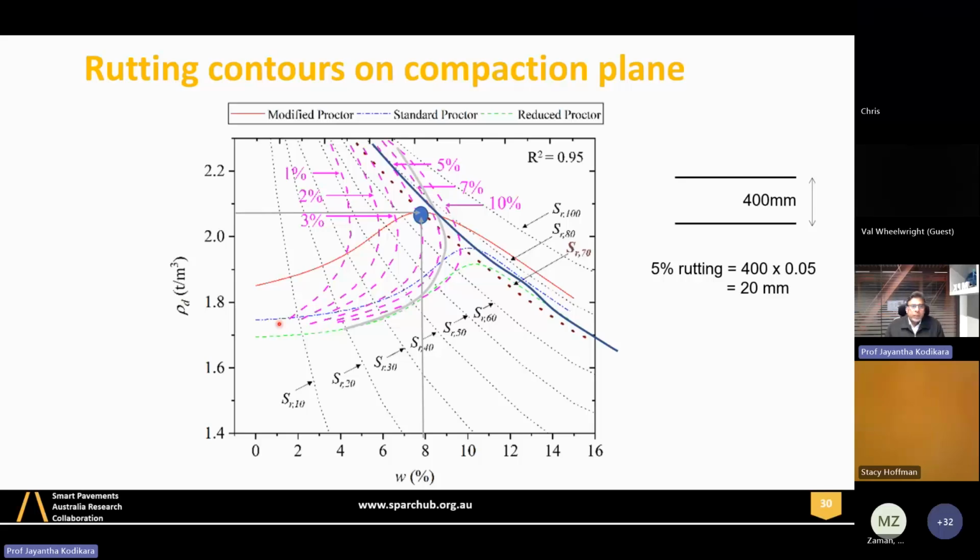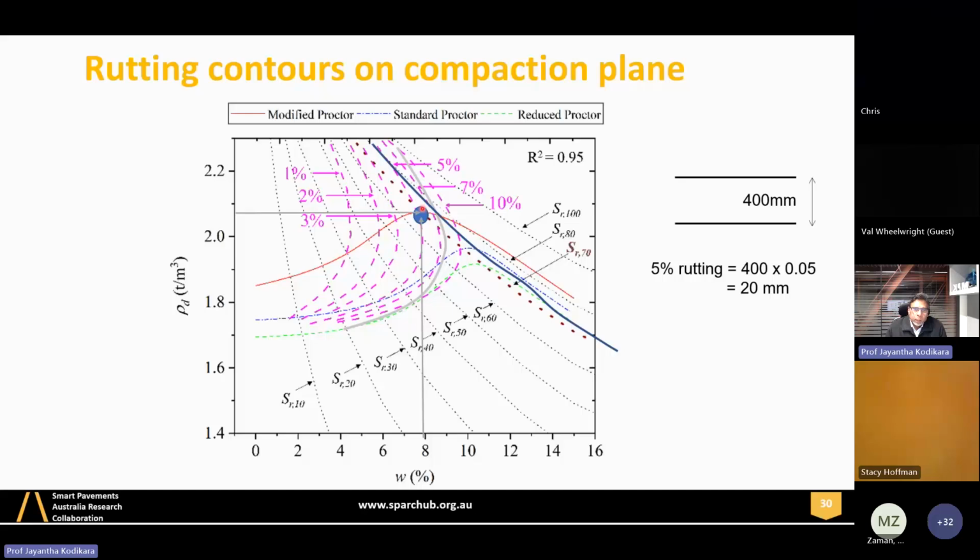So this figure here shows the compaction plane with some of the rutting contours. These pink contours are 1%, these are 2%, 3%, and so on. If you take any of the points on that contour, you will get that amount of rutting. That has been developed by testing a large number of samples and contouring them.